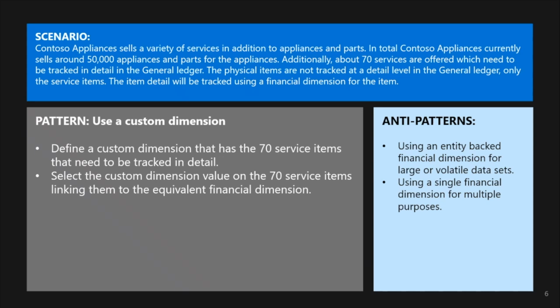We don't want to create 50,000 values that we're not going to use. The requirements specifically say we're not going to track the physical items in the GL, which totally makes sense. If we want to track items, we would track them in the subledger.